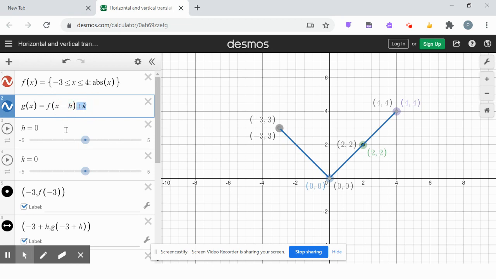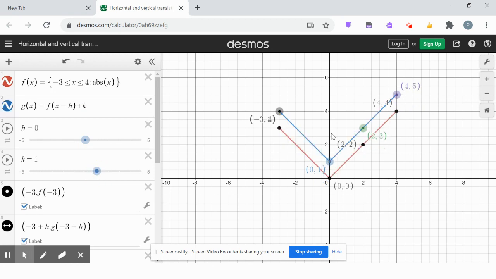What we're going to learn about today is what the h and the k values do for our absolute value function. Right now, I have h and k set at 0. In other words, g of x is the exact same thing as f of x, and you'll see that right over here. If I switch my k value to 1, what you'll see here is that this graph is identical to the red graph, but it's just been shifted 1 unit up.